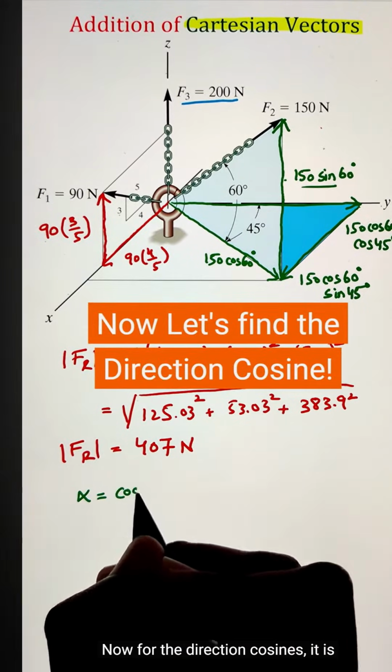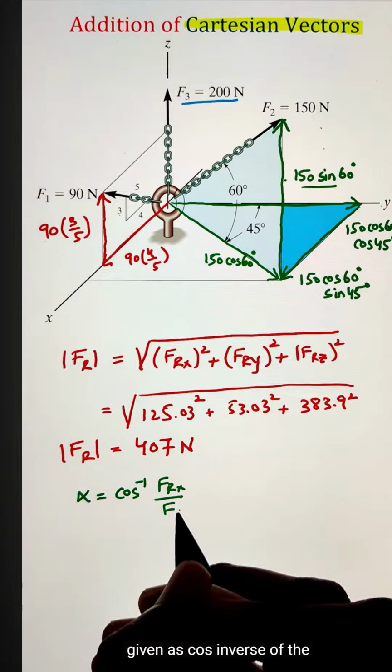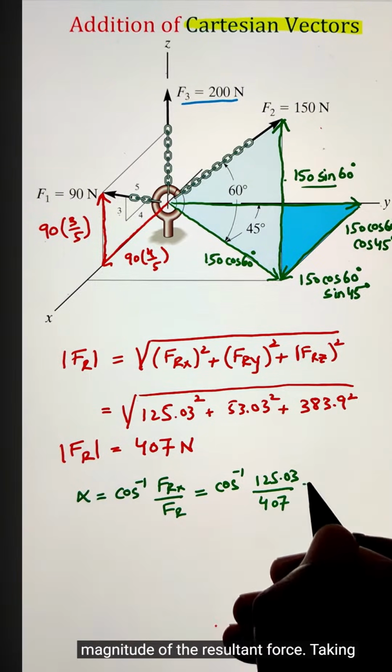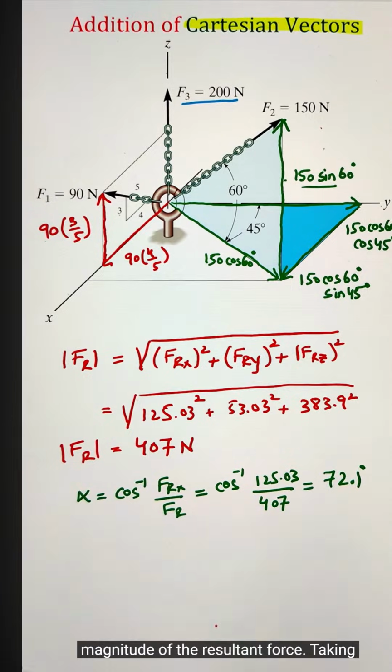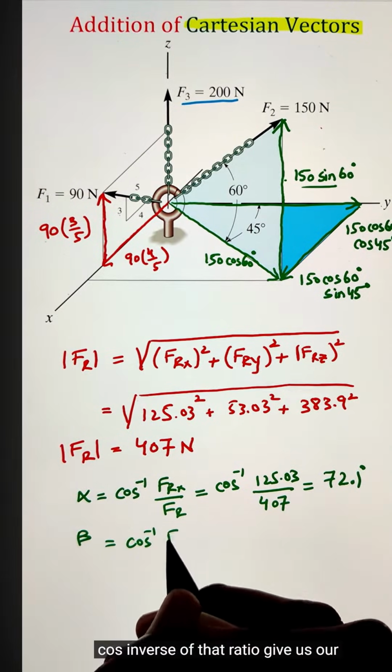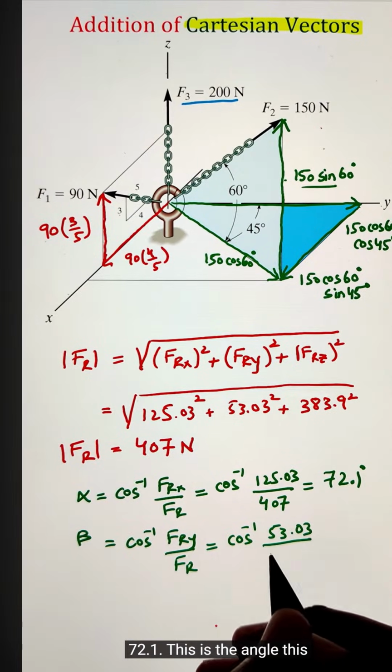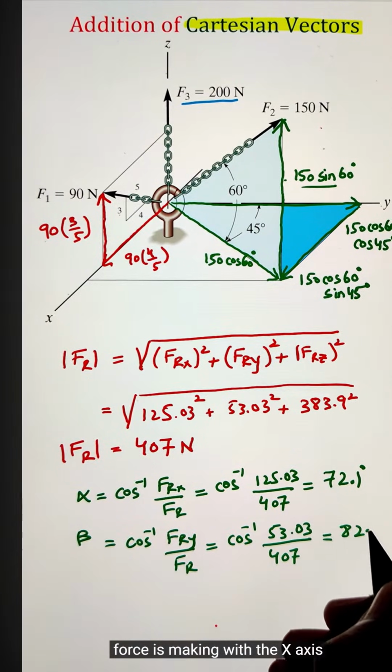Now for the direction cosines, it is given as cos inverse of the x component of the resultant force divided by the magnitude of the resultant force. Taking cos inverse of that ratio gives us our alpha value of 72.1. This is the angle this force is making with the x-axis.